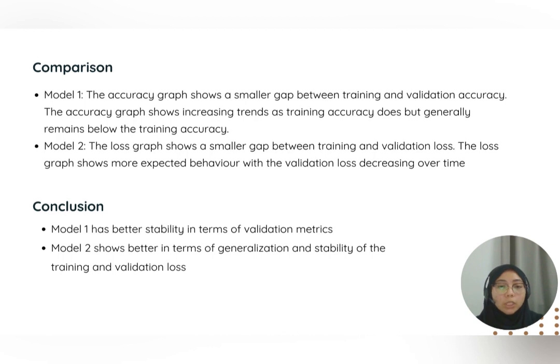So the conclusion that can be made is that Model 1 has better stability in terms of the validation metrics, but Model 2 shows better generalization and stability of the training and validation loss.